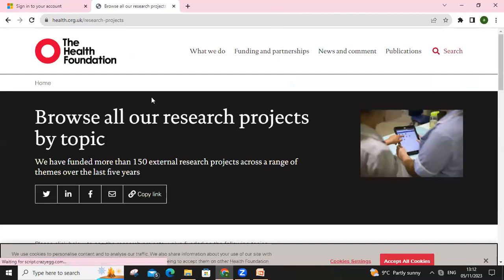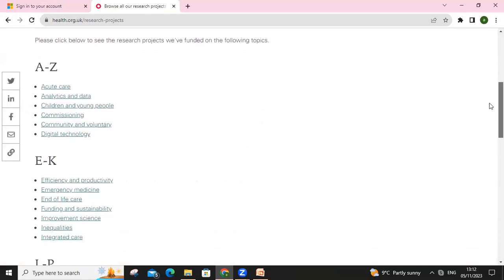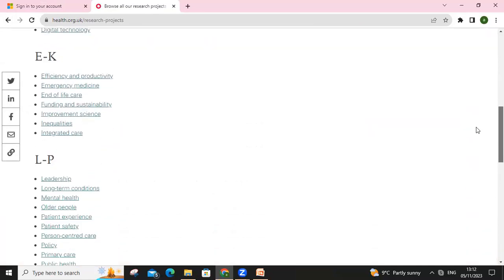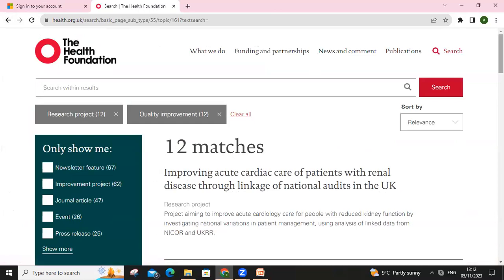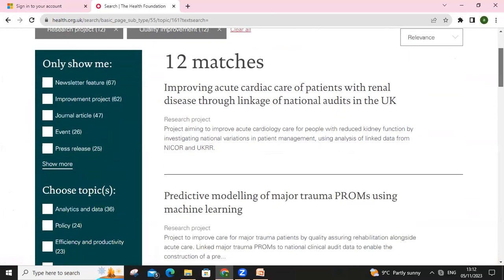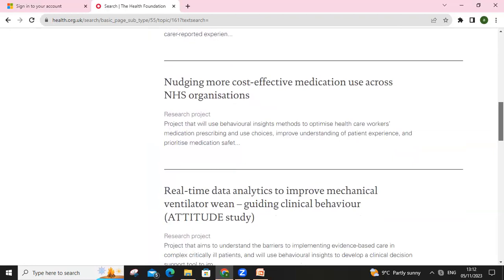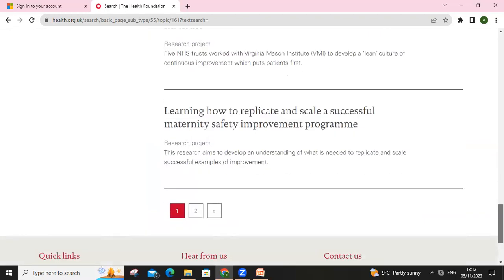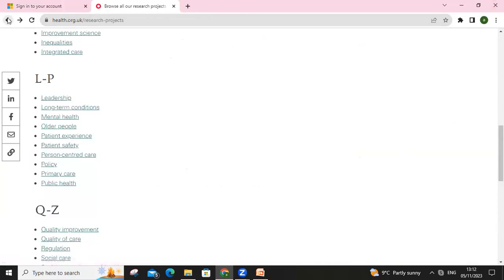So some other research topics. It's good to look around the research about emergency productivity leadership. There are different topics like quality management in healthcare. We can find various topics, such as improving critical care of patients with renal disease through the linkage of the national audit in the UK. These are all topics of research being conducted and published, and these are all projects. It's good to develop an understanding of the topics. It's good to look around.